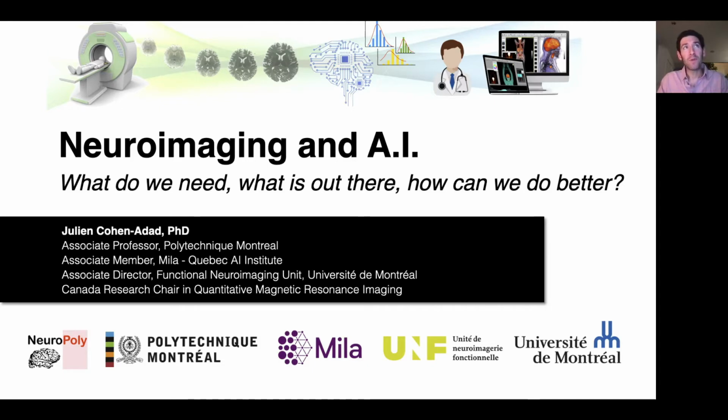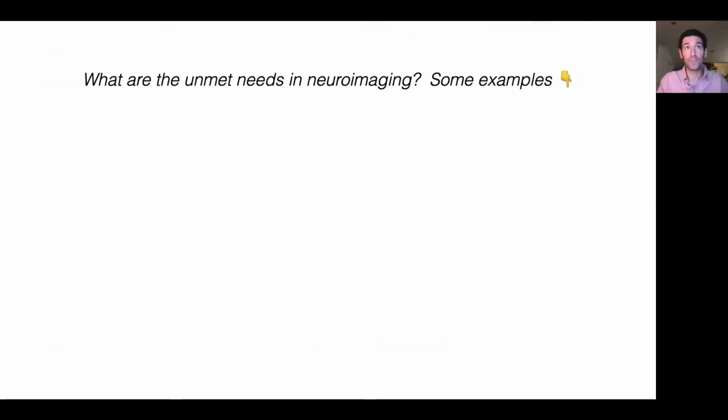So, I'm going to talk about neuroimaging and artificial intelligence. What do we need? What is out there? And how can we do better?